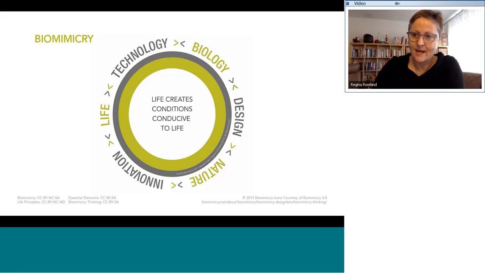Biomimicry is a transdisciplinary innovation process that involves the disciplines of biology, ecology, design, and then any discipline that relates to the problem state. In this case here it mentions technology, but it could also be a social innovation or innovations that apply to other disciplines. The mantra that we use is that life creates conditions conducive to life. So any innovation that we are producing should do the same. It should create conditions that are conducive to life.